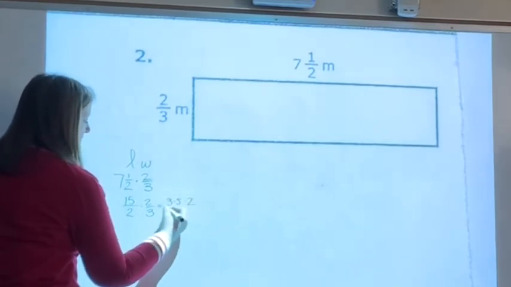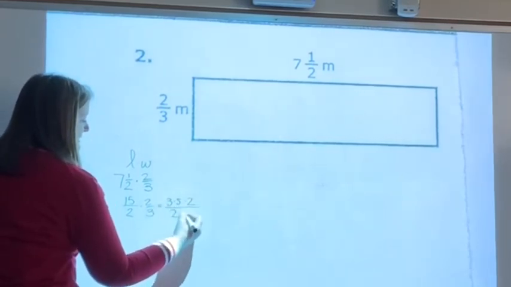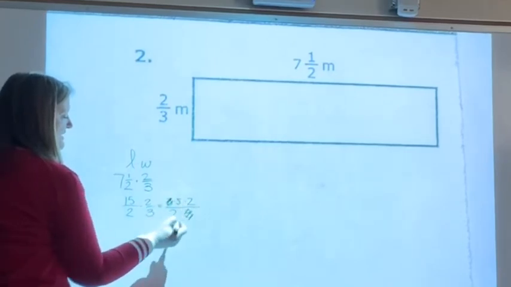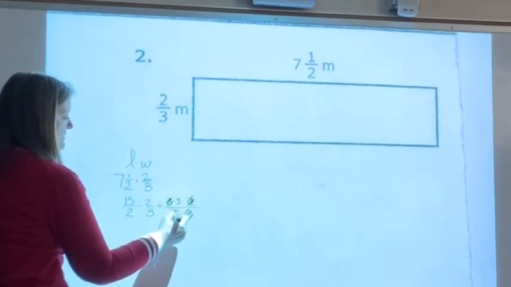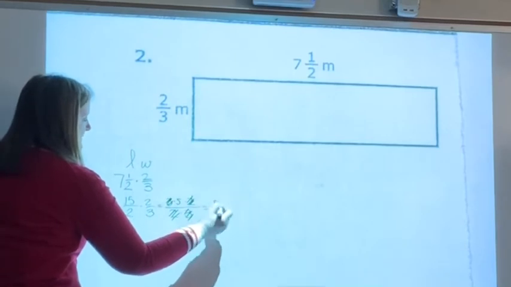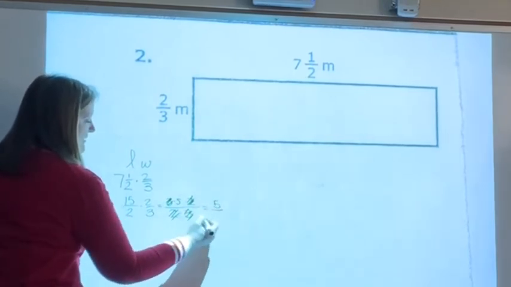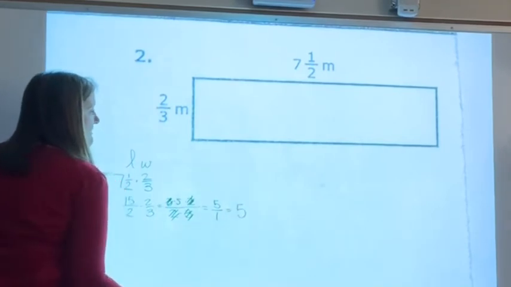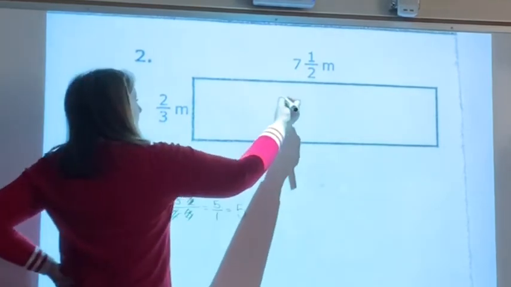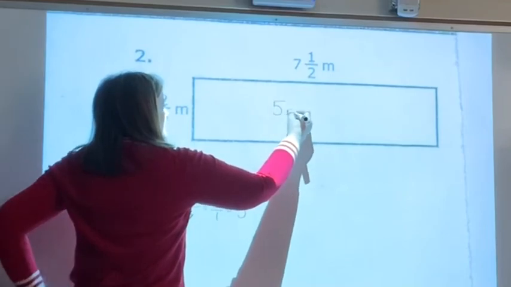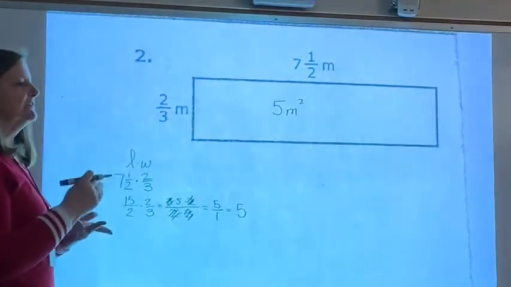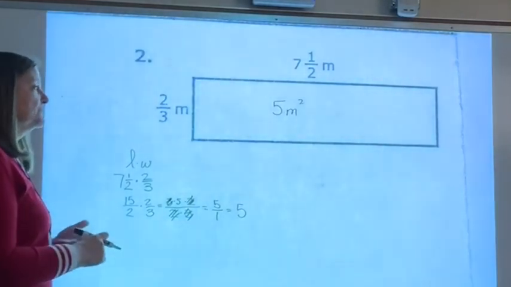2 is prime already. 2 is prime and 3 is prime. We can cross off this 3 and this 3. We can cross off this 2 and this 2. And what's left is 5 over, if there's nothing left, it's a 1, and 5 over 1 is the same as 5. So our area is 5 meters squared, or squared meters, or meters squared written out in words.